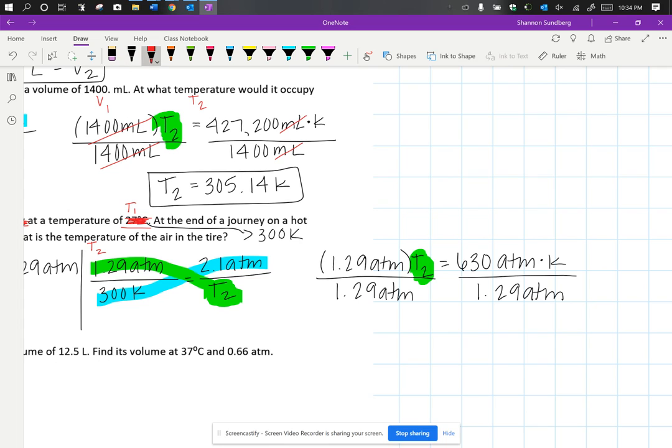I'm going to lose some stuff, so this cancels here. This unit cancels. And when I divide these numbers in my calculator, I'm going to get 488.37 Kelvin. That's my final answer there. Okay.